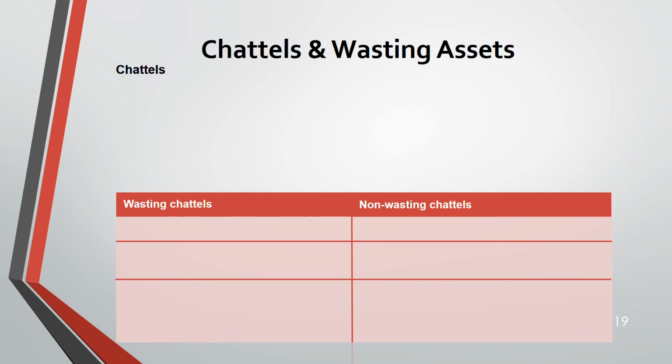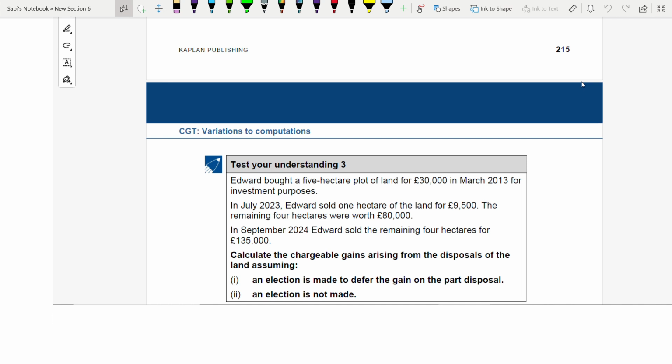Now the next is chattels and vesting asset. Before we start this, let us do a question on part disposal. Test your understanding 3 has two requirements. A, we are making an election to defer the gain on the part disposal. B, the election is not made. Under both, we have to calculate the chargeable gain. This is about a 5-hectare plot of land bought for 30,000. Sold 1 hectare for 9,500. The remaining 4 hectares were worth 80,000, and the remaining 4 hectares were sold for 135,000. First with election, second without election.